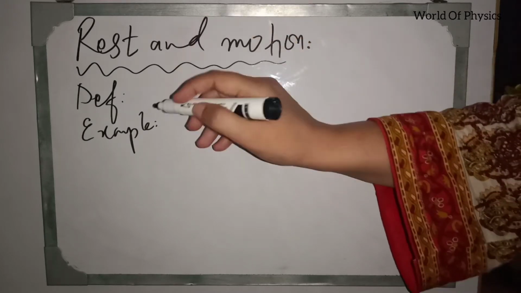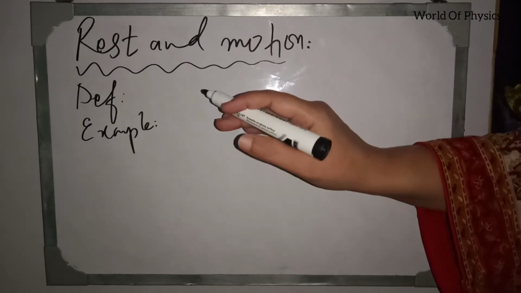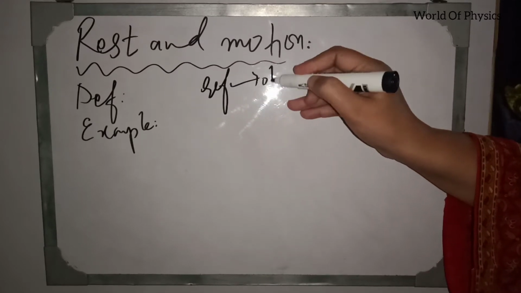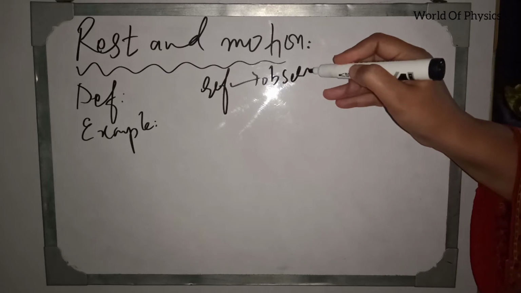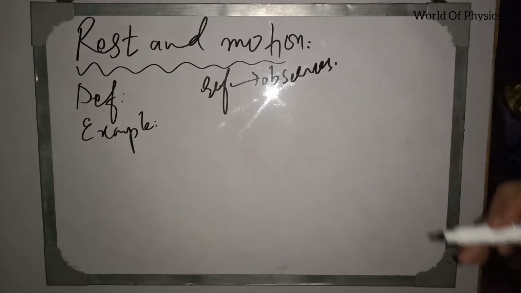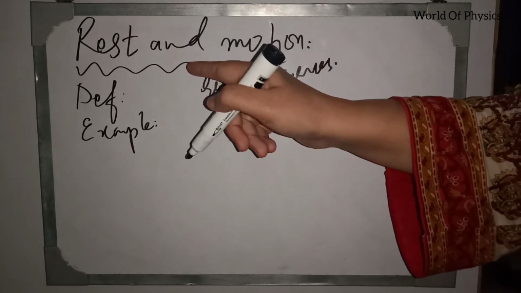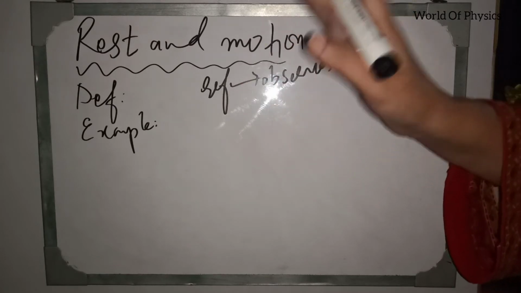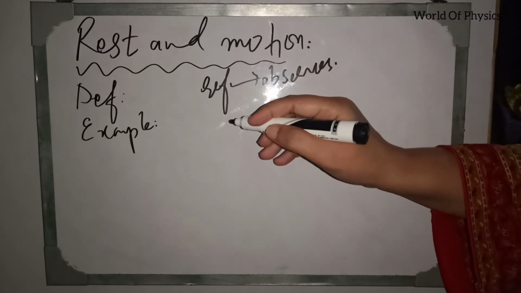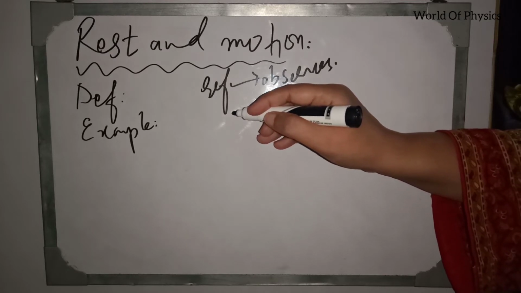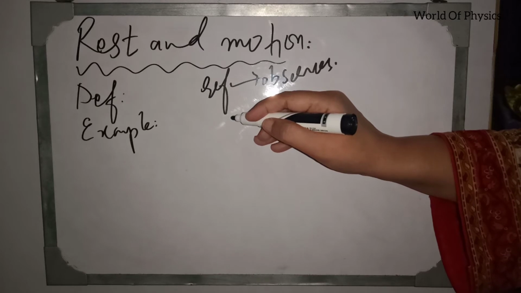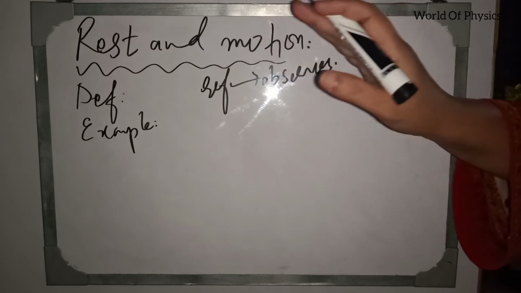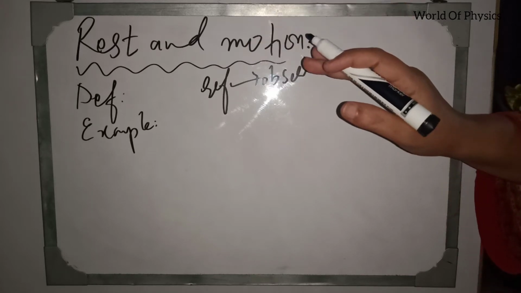Like, how can we define rest? If a body is not changing its position with reference to some observer, then the body is said to be at rest. In the same way, motion is defined as follows: if a body is changing its position with reference to some observer, then the body is said to be in motion. In this way, we have defined rest and motion relative to some observer.